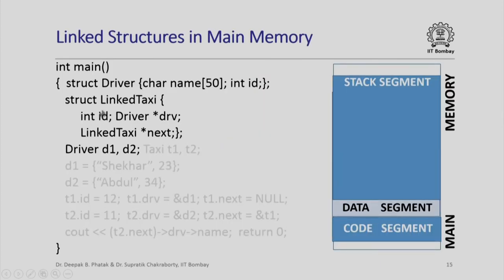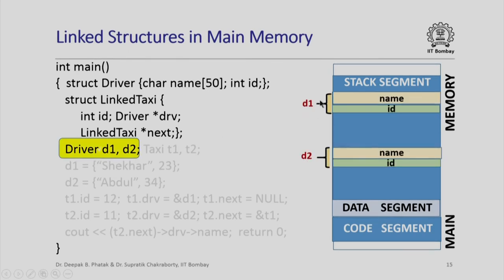So now that we know how the linked taxi structure might look, let's see how we are going to represent linked structures in main memory for a simple program that we're going to show here. So here we have the structure driver we have seen before, we have the structure linked taxi that we have seen before, and there are these two variables D1 and D2. Of course, space for these will be allocated in the stack segment since they are local variables of main, and as before, the space for each variable will have space for each of its members.